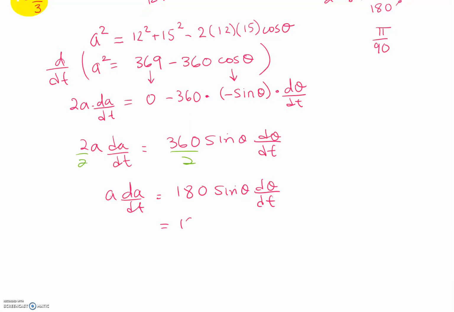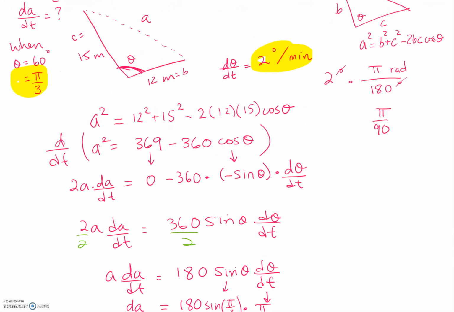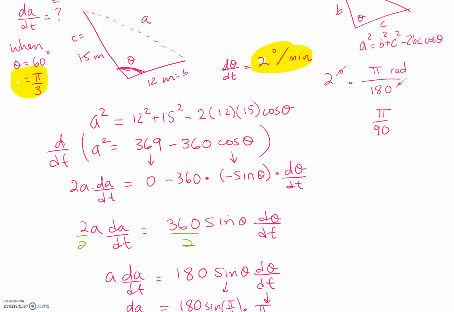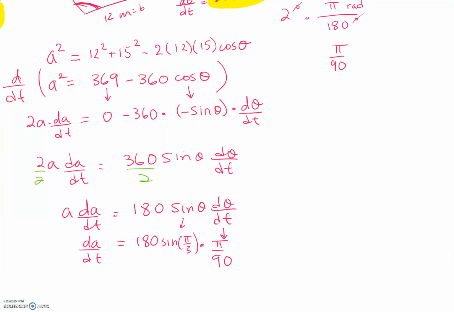So I'll plug in pi over 90 for d theta dt. And we know the angle is pi over 3, so we can do sine of pi over 3 also. dA dt is the guy we're looking for. A we don't know, but we can get it. We can get A, that long side, because we know at that moment the angle between them is pi over 3.